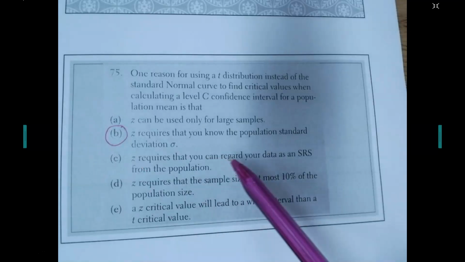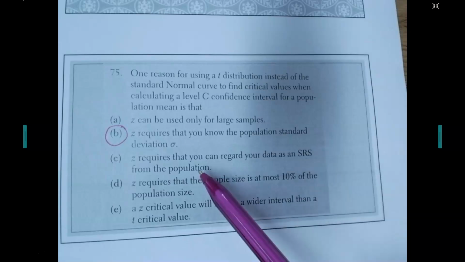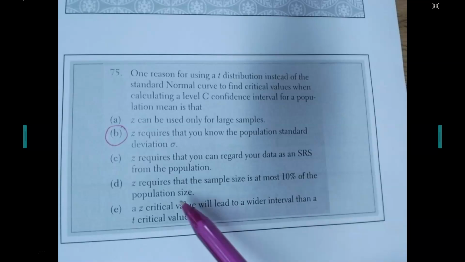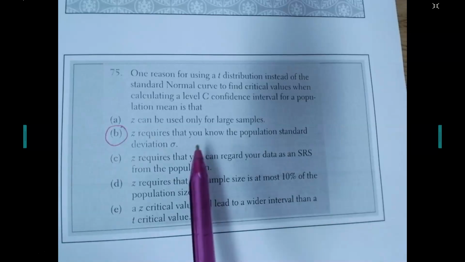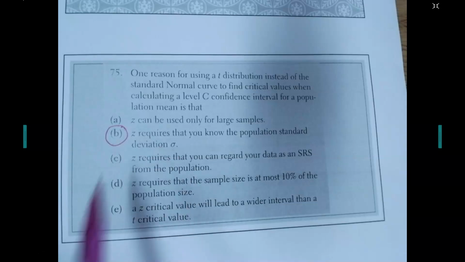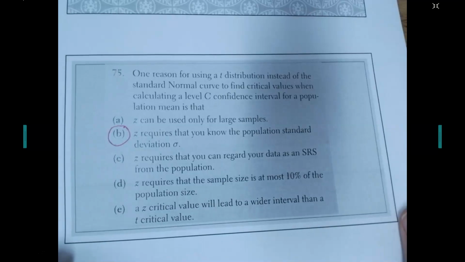Z requires that you regard your data as a simple random sample. Well, t does as well. Z requires that the sample size is at most 10% of the population size. Well, t does as well. A z critical value will lead to a wider interval than a t critical value. That's not true. T tends to lead to a wider interval, and we talked about that earlier. Okay, so the big difference is you have to know the population standard deviation in order to use z, and that's the one drawback there, and that's the main reason we use t instead of z.